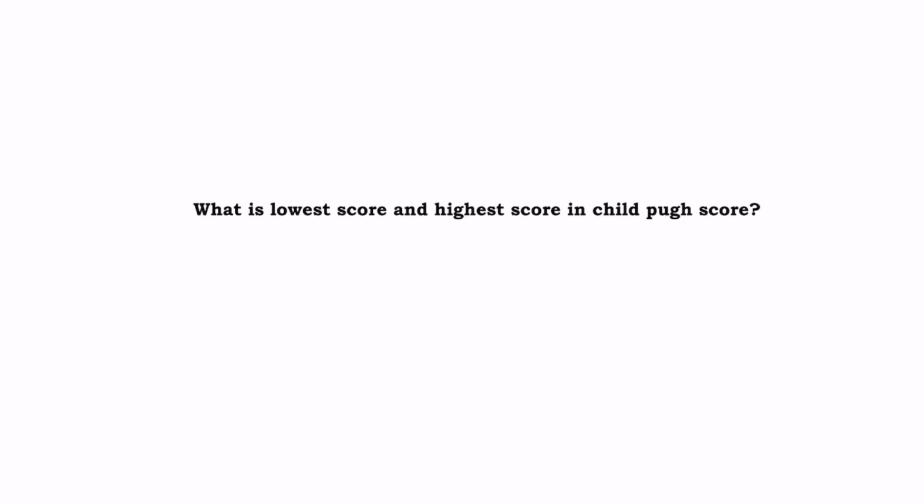What is lowest score and highest score in Child-Pugh score? Lowest possible score is 5 and highest possible score is 15.